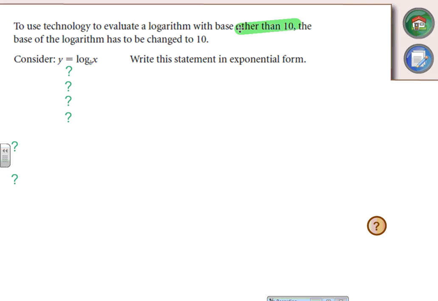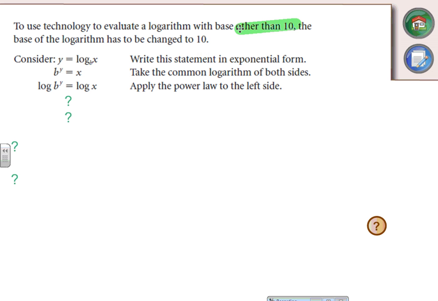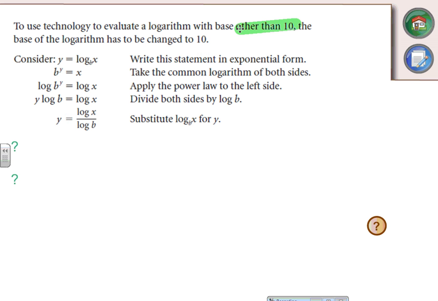So first thing that we do, following the same process, we take it to exponential form. Then we log both sides. Apply our power law, bring that y down, and divide over the log b. Now with this one, we did the common log of both sides, log base 10. We could have done log base e of both sides. We could have done log base 5 of both sides.